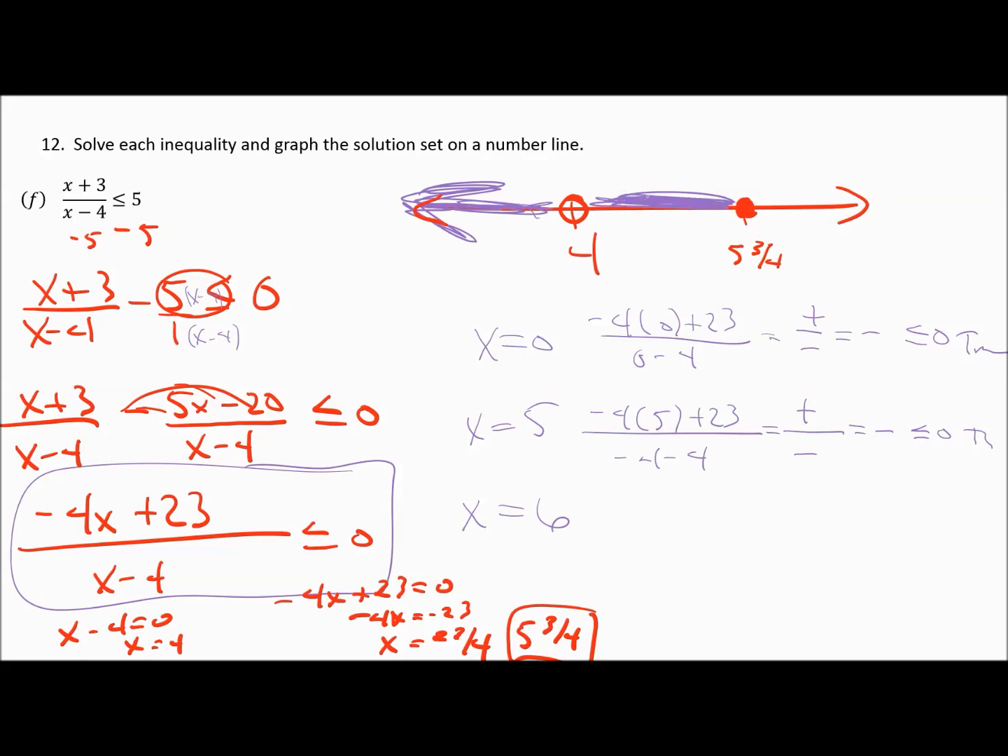Okay, and then I plug in 6. So negative 4 times 6 plus 23, overall that gives me a negative number, and then 6, I'm sorry, minus 4 is positive 2, and negative divided by a positive is a negative. Is that less than or equal to 0? That's also a true statement.